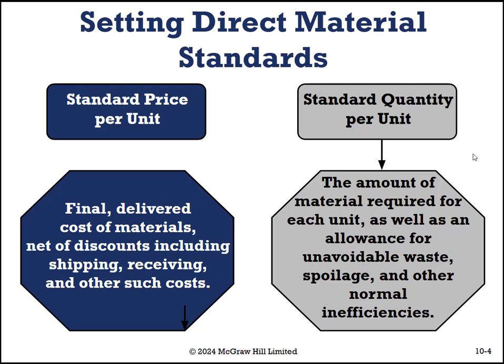And then standard quantity per unit. How much of material is required for each unit, and this includes unavoidable waste, normal spoilage, and other normal inefficiencies. Because it could take 2 inches by 3 feet of wood to make a ski, like say that's how big the ski is, or plastic, or whatever goes into skis. Apologies, I do not like winter sports. I like it for other people, just not my jam.